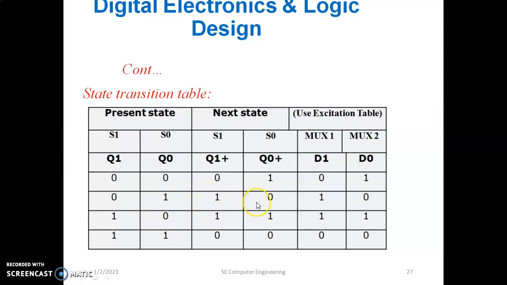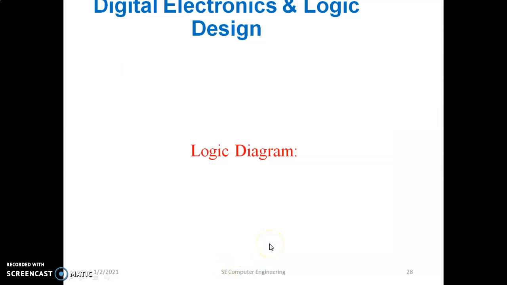It will be 1, 0. When present state is 1, 0, what will be the next state? It is 1, 1. And when present state is 1, 1, the next state will be 0, 0. So as per this, we can find out the excitation table when the present state is 0 and next state is 0 for the S0 input. So what will be the excitation table entries? So according to that, we can find out D0 and D1.